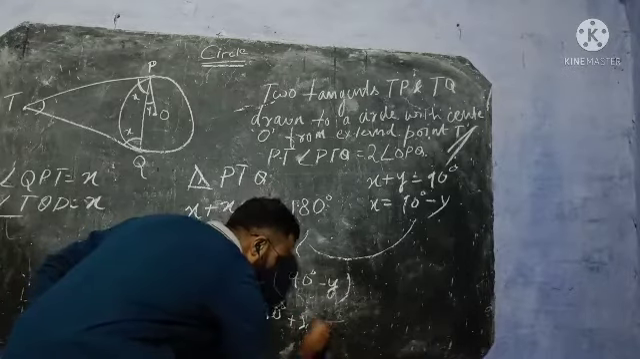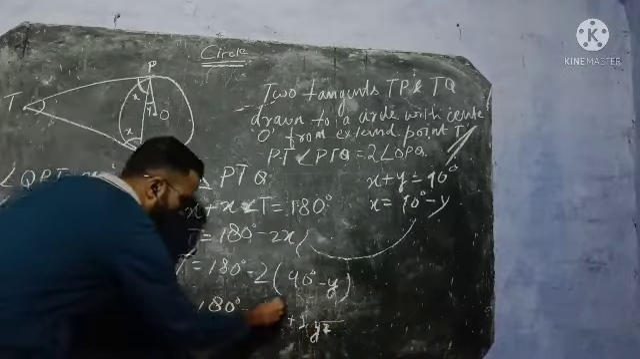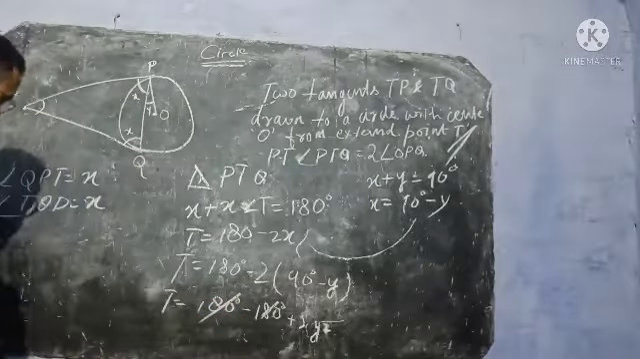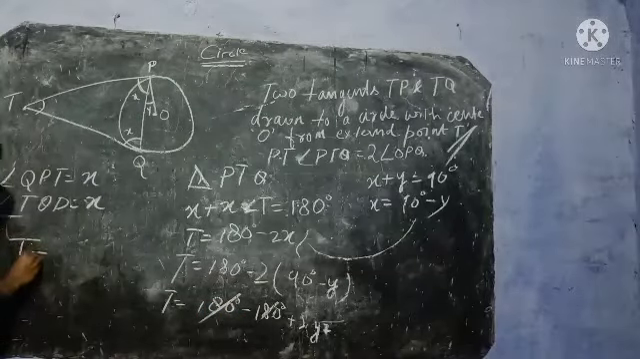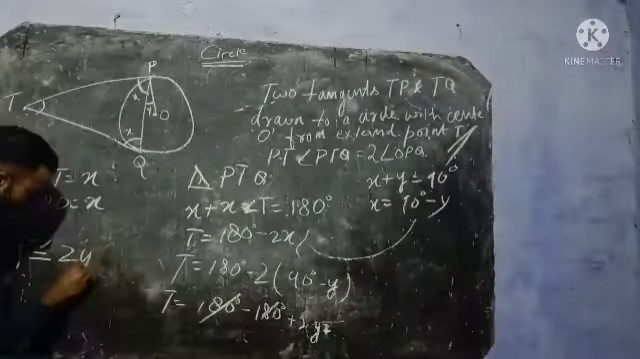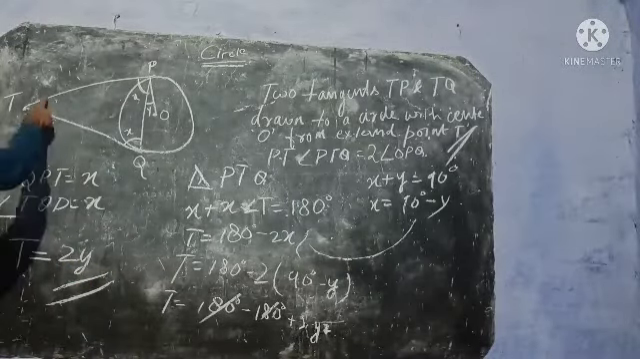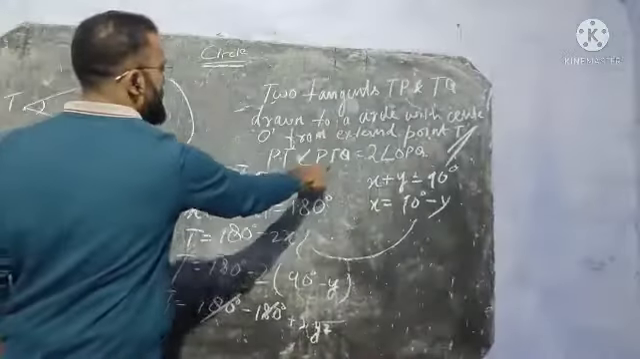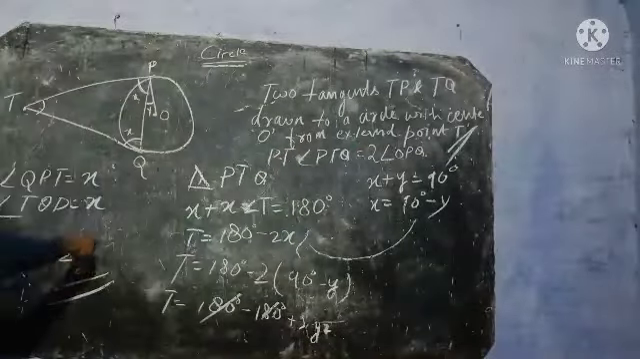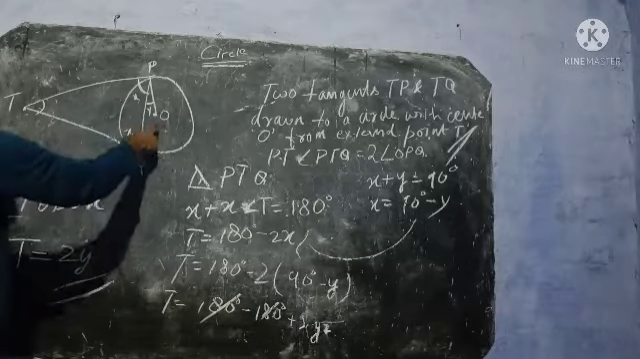I'm sorry, it's not clear. This goes off. Now T is equal to 2y. That's what we have proved. T is which angle? This particular angle, which is PTQ. Y is which angle? This particular angle, which is OPQ.